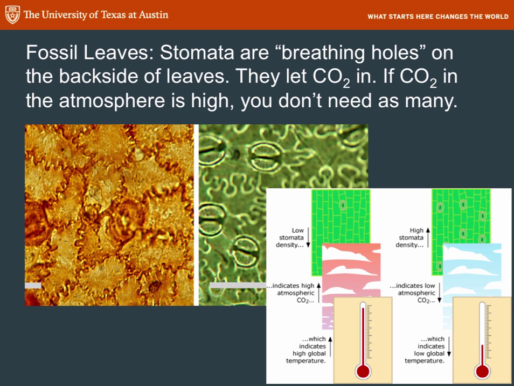Now, stomata are a kind of breathing hole on the backside of the leaves, and they let in CO2. If the CO2 in the atmosphere is really high, you don't need as many, and if it's lower, you need more. So scientists have looked at fossil stomata, and here's an example of one, and counted their density on fossil leaves to get an indirect measurement of how much CO2 might have been in the atmosphere at the time that plant lived. This method has been used back 400 million years.